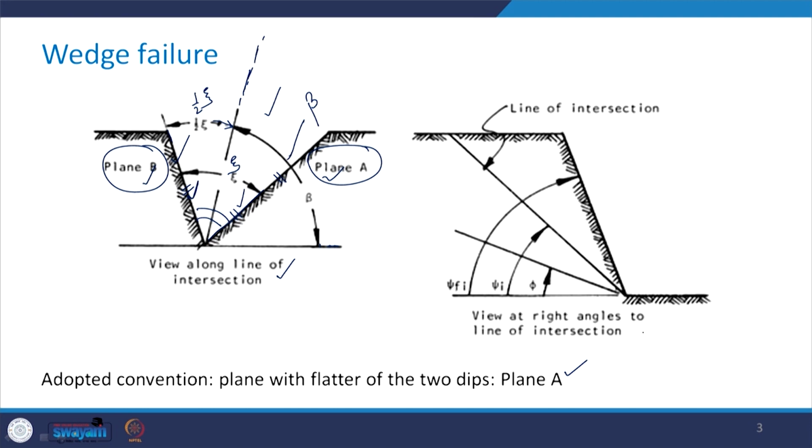If we take a look at the view at right angle to the line of intersection, this is how it is going to look. This is the slope face, which is making an angle psi f with the horizontal. This is the line of intersection, making an angle of psi i with the horizontal, and here it has been shown how the friction angle's magnitude compares with psi i and psi f with the help of this line. And this angle is angle phi, which is the friction angle.